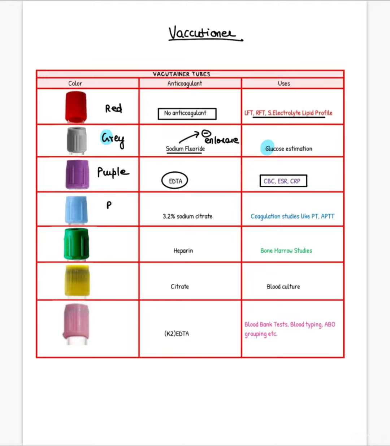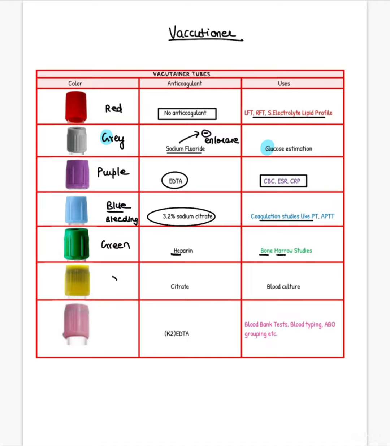Then coming to the blue one, this blue contains 3.2 to 3.8% sodium citrate, and this blue is used for coagulation study. Remember, blue for bleeding profile: coagulation time, bleeding time, clotting time. Blue for bleeding profile, remember like this. Then coming on to the green one, this green one contains heparin and is used for bone marrow studies. This is about the green one.